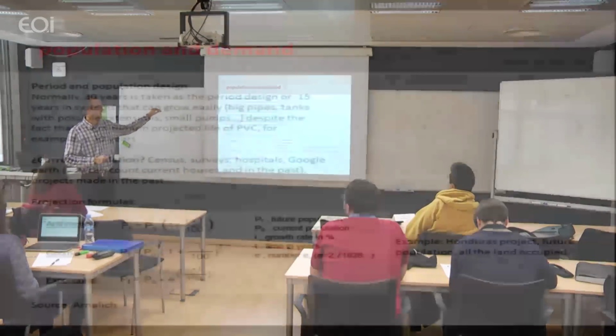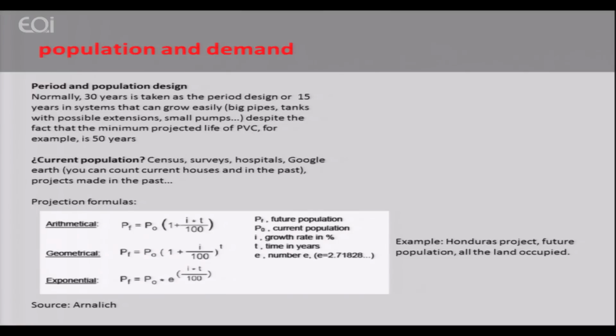Okay, period of population design. Normally, we take 30 years for the design period, or 15 years if it is a system that can grow easily. What do I want to say? For example, today, in a village where we were going to do the project, there are 100 people. But am I going to design for 100 people, or for, I don't know, 120 people that we're going to have in 30 years? That's not a very easy question. Which is going to be the period of population design? These are some things that you're going to do tomorrow in a small exercise that we're going to do, right?